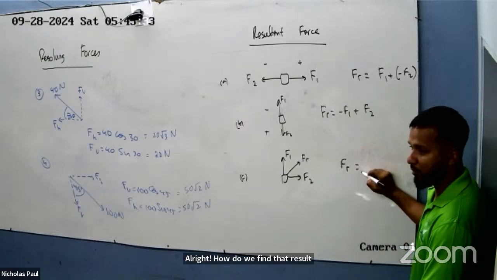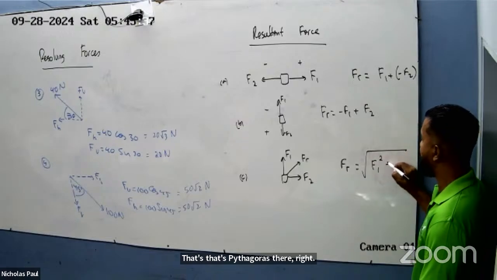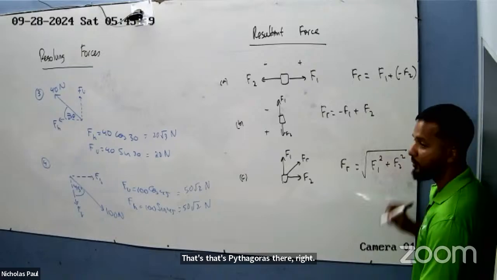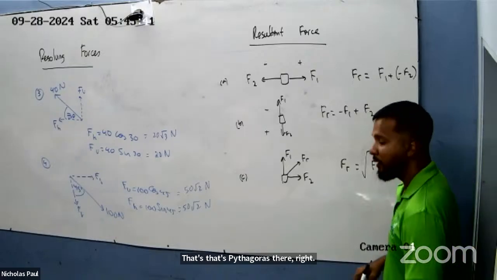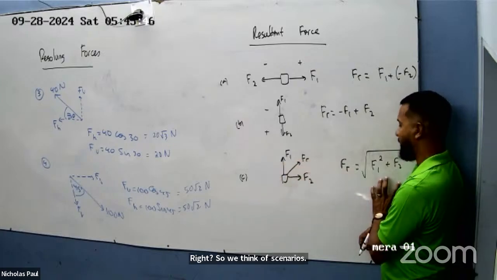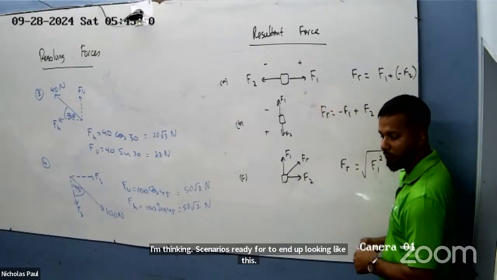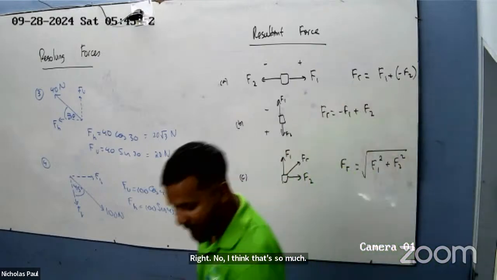That's Pythagoras theorem, right? Square root of F1 squared plus F2 squared. So I'm going to give you scenarios where the forces end up looking like this. Not really this so much. Actually, let me give you one combined.